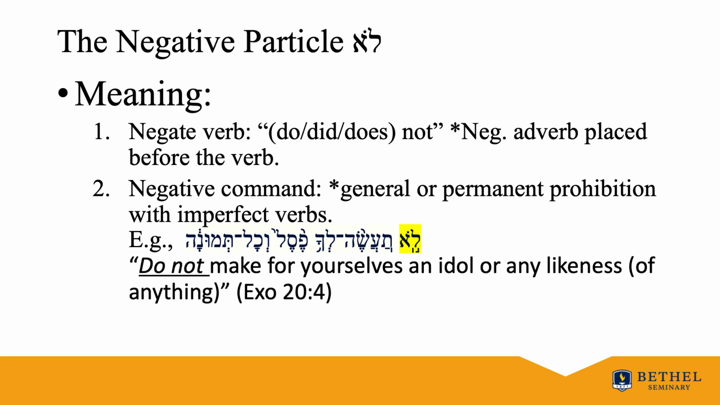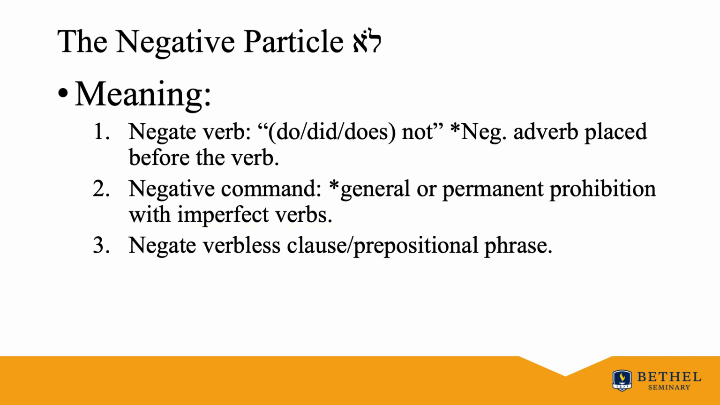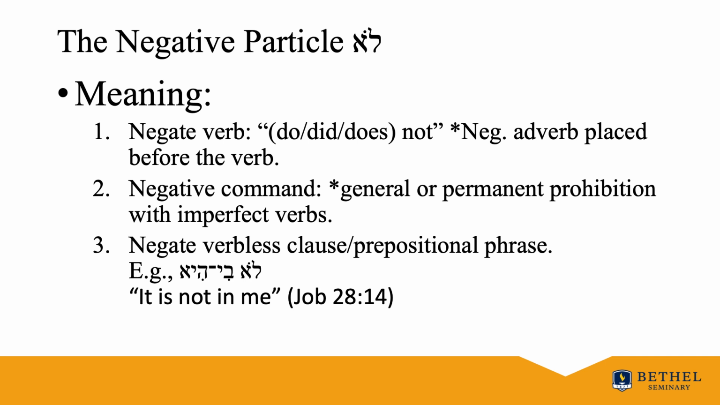It's a negative command. Lo can also serve to introduce these negative verbless clauses or prepositional phrases. In this example, lo be he, there are actually no verbs in the sentence. It's a verbless clause. But it's still, by saying no, making a statement. So it is not in me. So you just kind of provide a to be verb in these examples. It is not in me. Job chapter 28, verse 14.